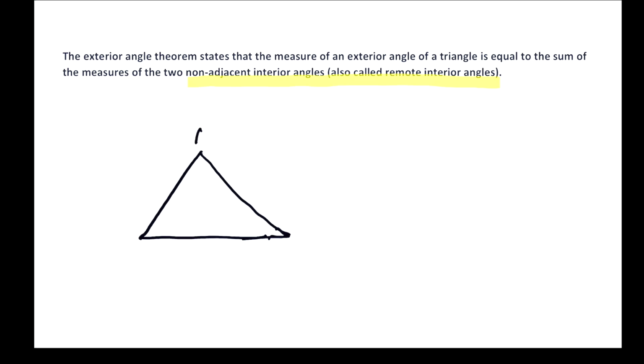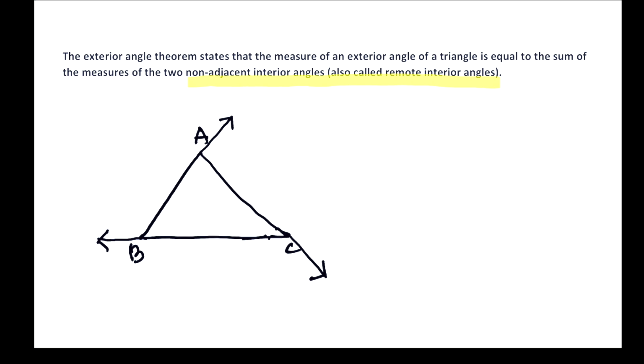This is angle A, B, and C, triangle ABC. Now I'm extending the AB side. Here I'm extending the BC side. Here I'm extending the AC side. So the exterior angle theorem is saying that an exterior angle of a triangle is equal to the sum of the measurements of the two non-adjacent interior angles.